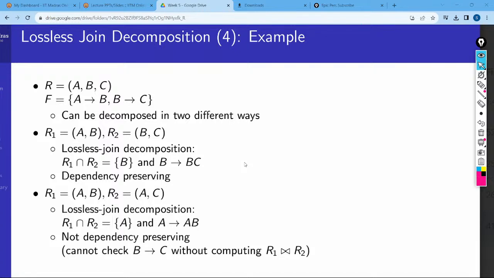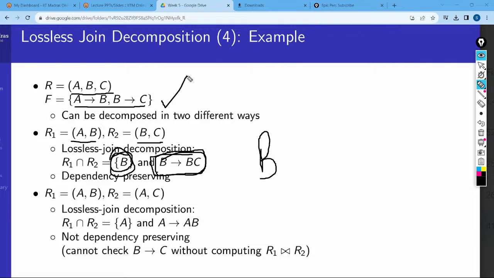This is a theoretical example. Let's check. So this is the given relation, and these are the given functional dependencies. Professor says that it can be decomposed in two different ways. One is R1 containing A and B, and the other R2 containing B and C. So the lossless join decomposition would have the common attribute B between the two, and B has the following functional dependencies. Basically B can form the following functional dependencies using the already given functional dependencies. We already know that these exist.